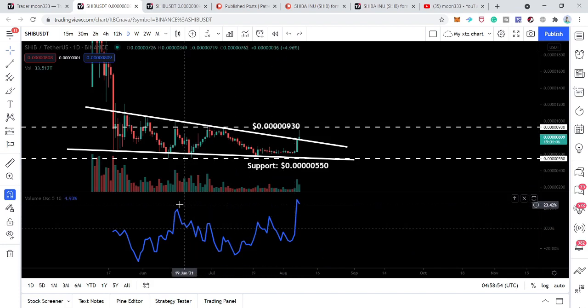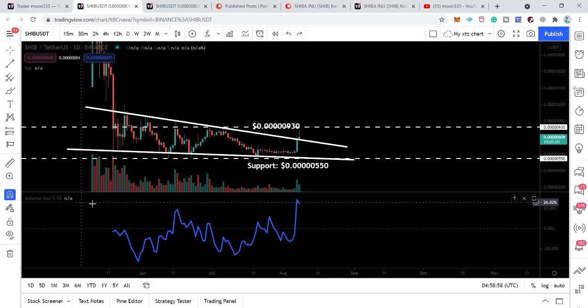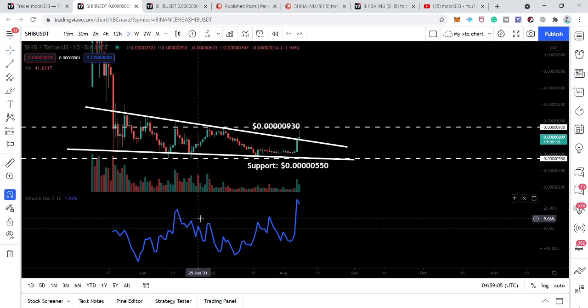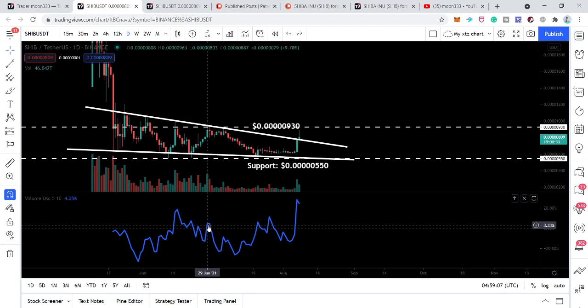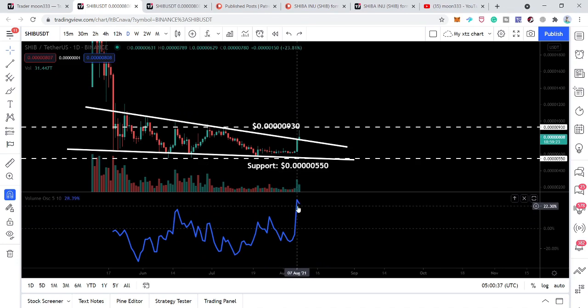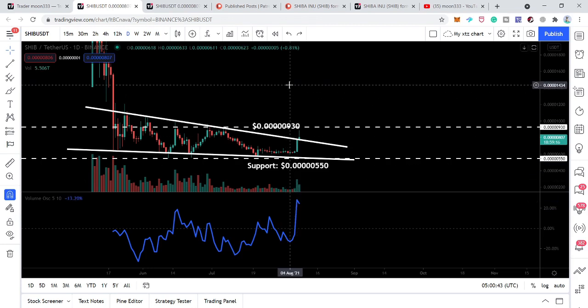For example, previously we were having the buying volume here. You can watch the values here, and the value at that time was more than 16 and 18, and here we again had the buying volume and the value was more than 4. And look at this, right now we are having the buying volume with the oscillator value more than 28. Therefore we had a powerful breakout.